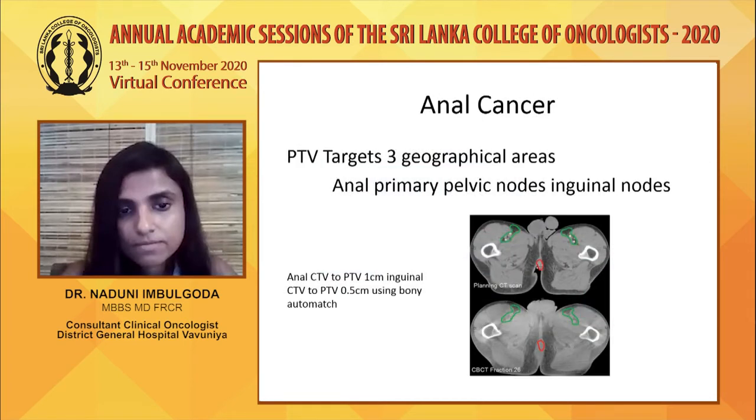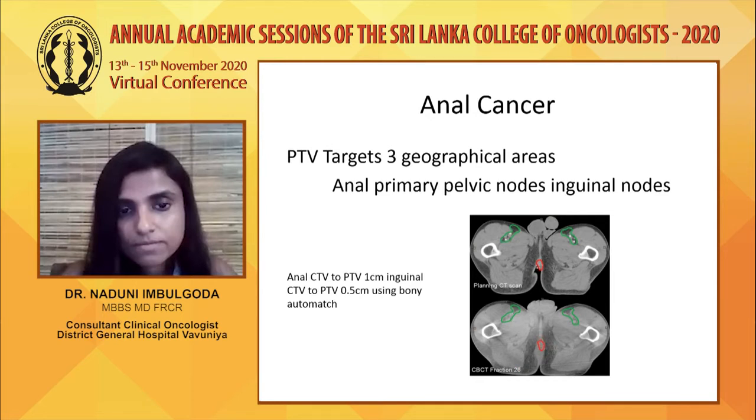Challenges in anal cancer IMRT. There are 3 geographical PTV areas in anal cancer. There's the anal cancer primary, which is low down here, and we've got the inguinal nodes and the pelvic nodes. We need to ensure an adequate PTV margin for all of these 3. As you can see here in the planning scan and in the cone beam CT, the anus has moved forward.